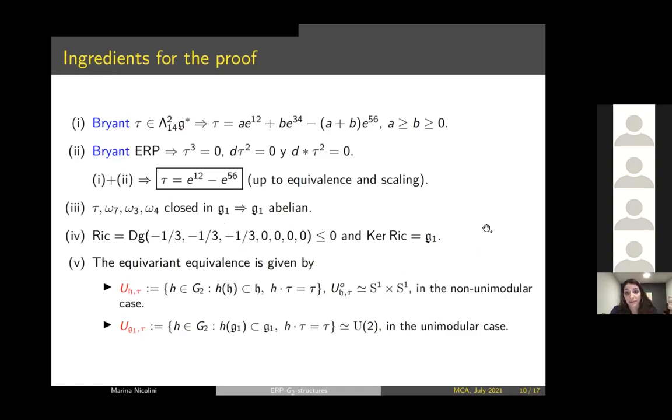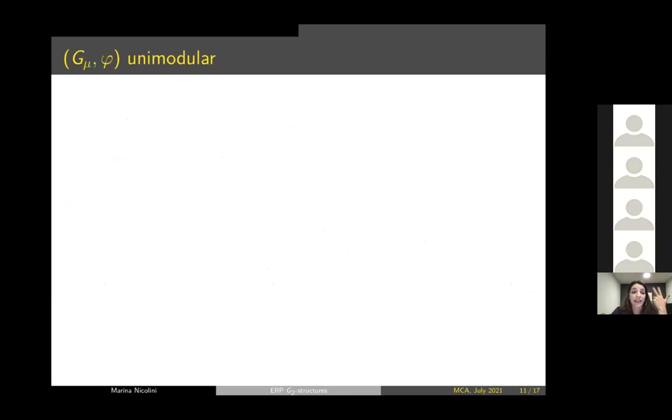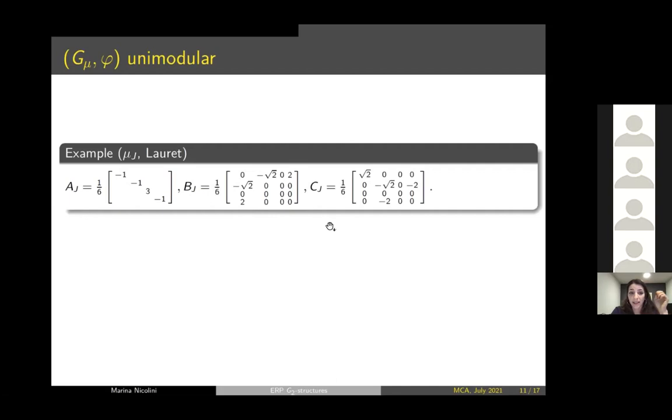I'm not going to stop here, but the important thing is that, by the 4th item, the Lie algebra cannot be nilpotent. And also, since 1, 2, 5, 6 is an abelian ideal, the nilradical must have dimension at least 4. So there are 3 options for the dimension of the nilradical. It can have dimension 4, 5, or 6. Lauret's example is the unimodular example. It has dimension 4, and I wrote it here in the ABC notation.